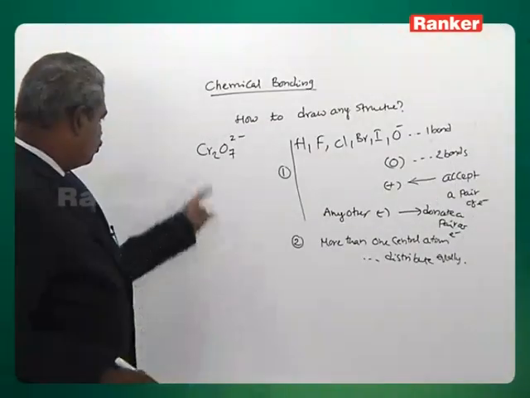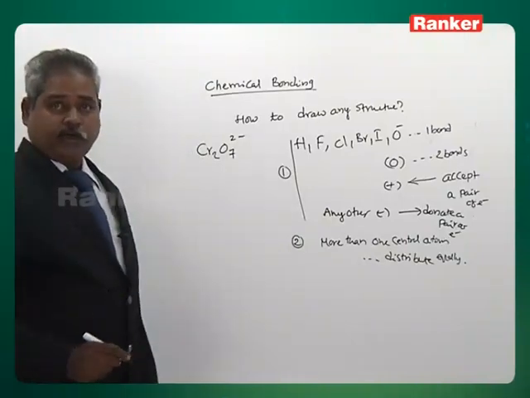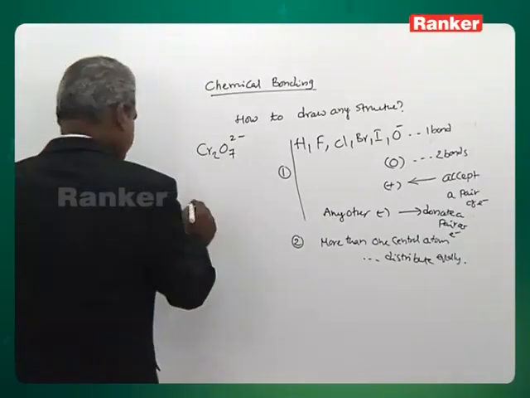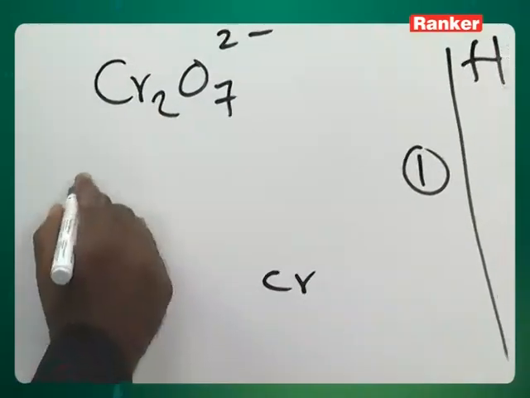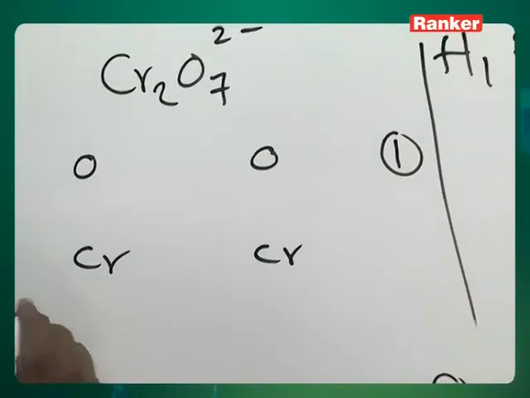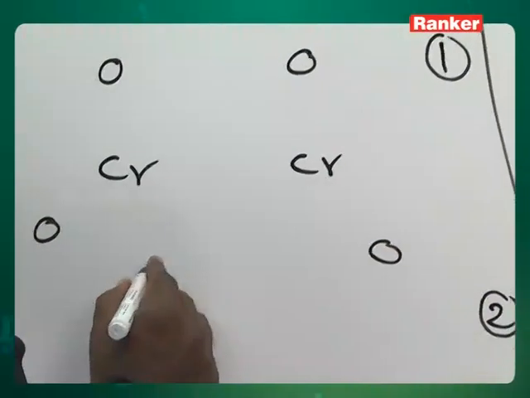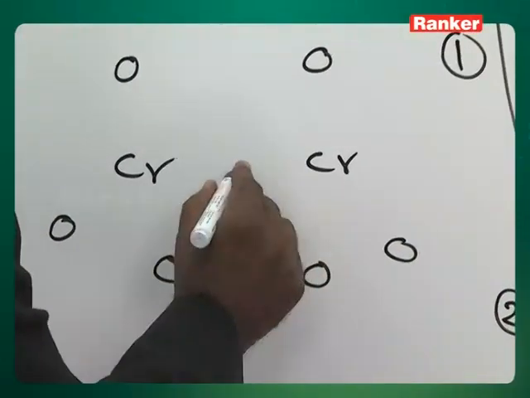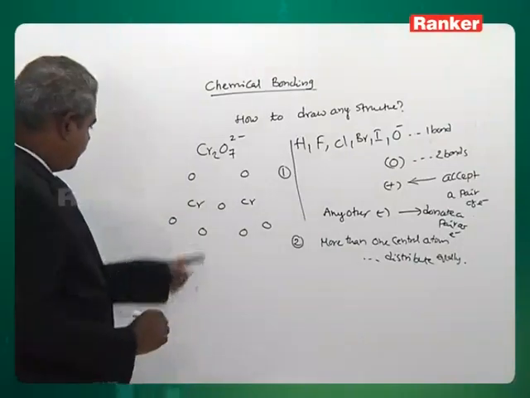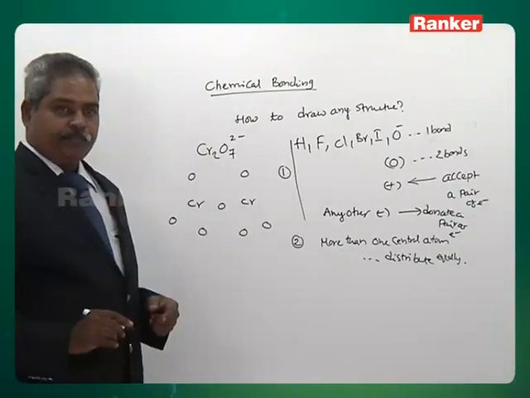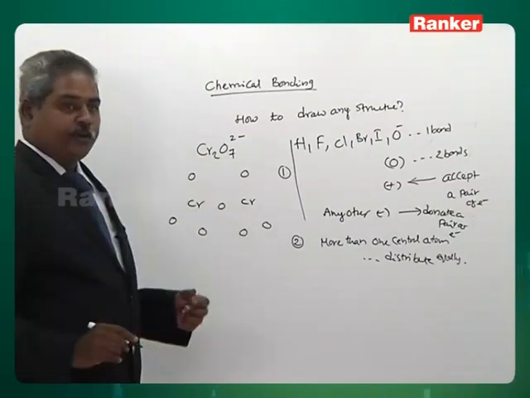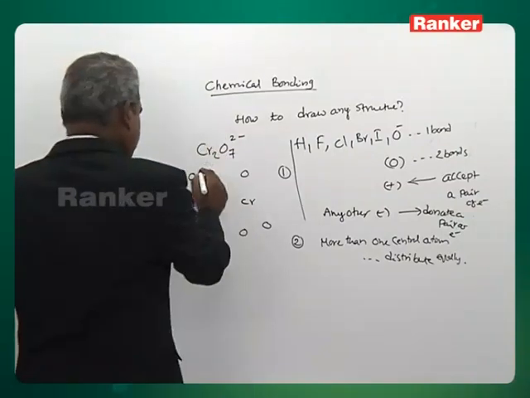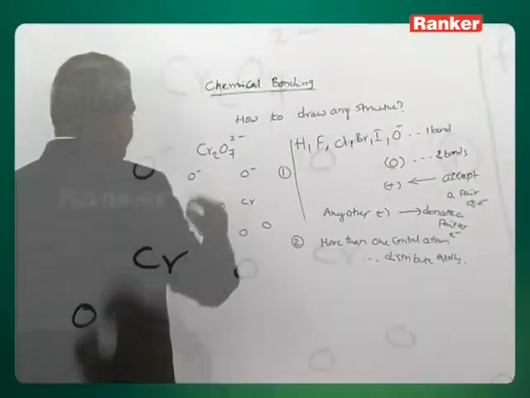Cr2O7 2 minus. So, now you have 2 chromiums and of course 7 oxygens, 1, 2, 3, 4, 5, 6, 7. The 7th one is also equally distributed. Whatever is there, that has to be equally distributed. And 2 minus, 2 of the oxygens are negatives, distribute them also equally.